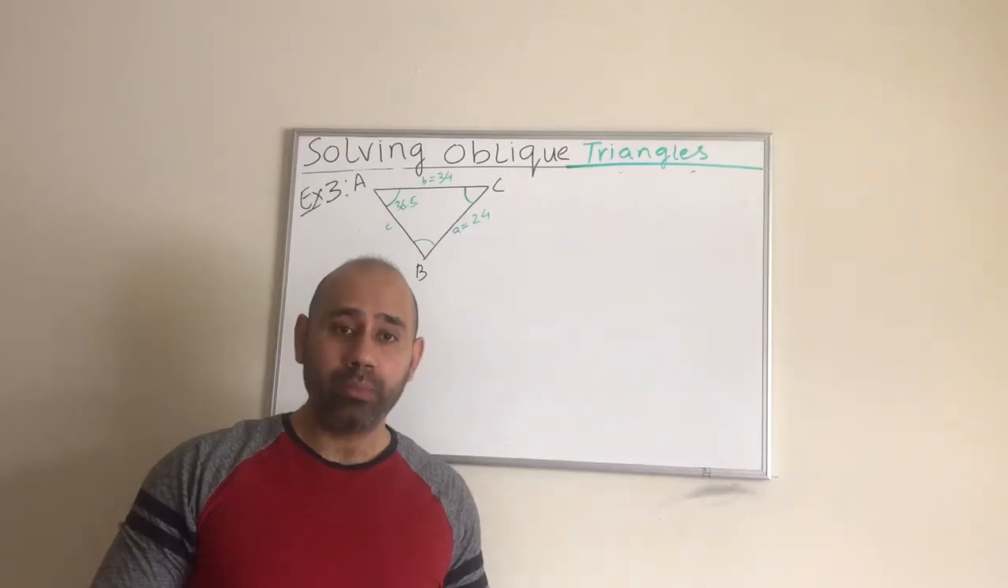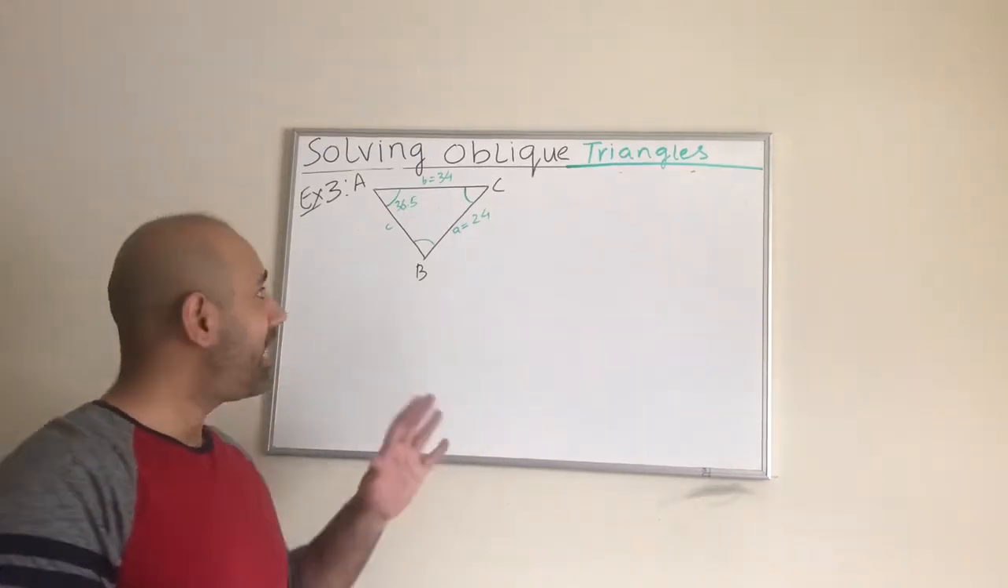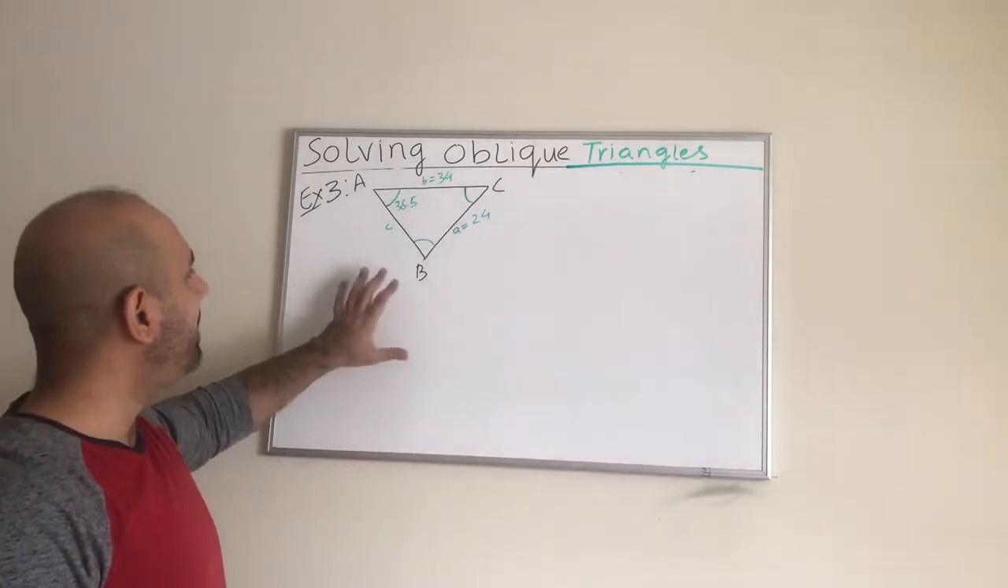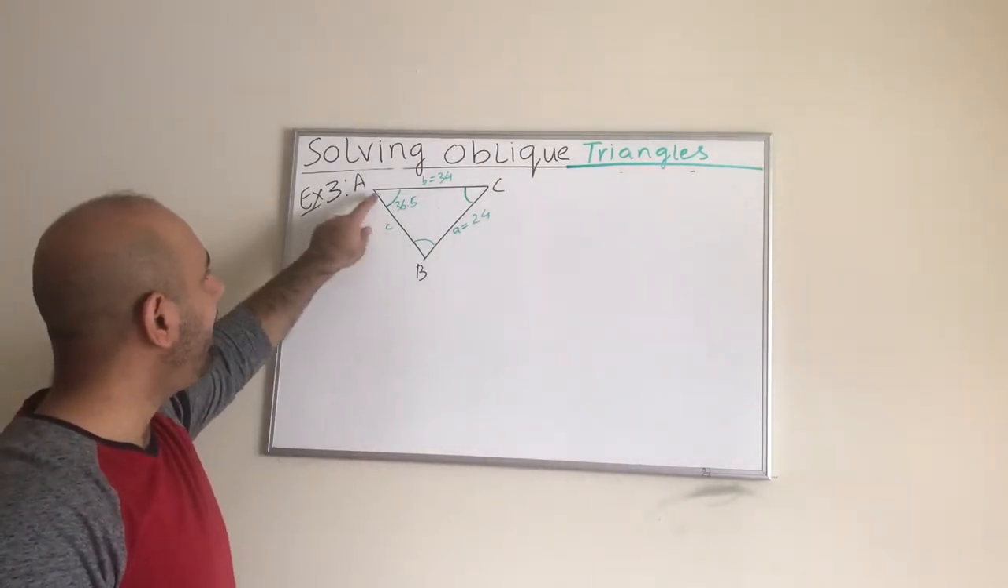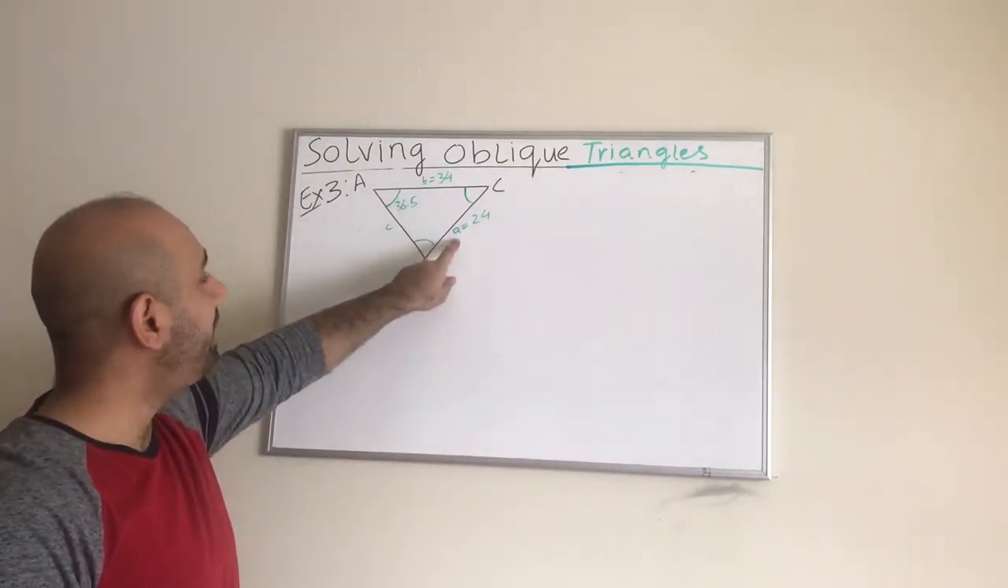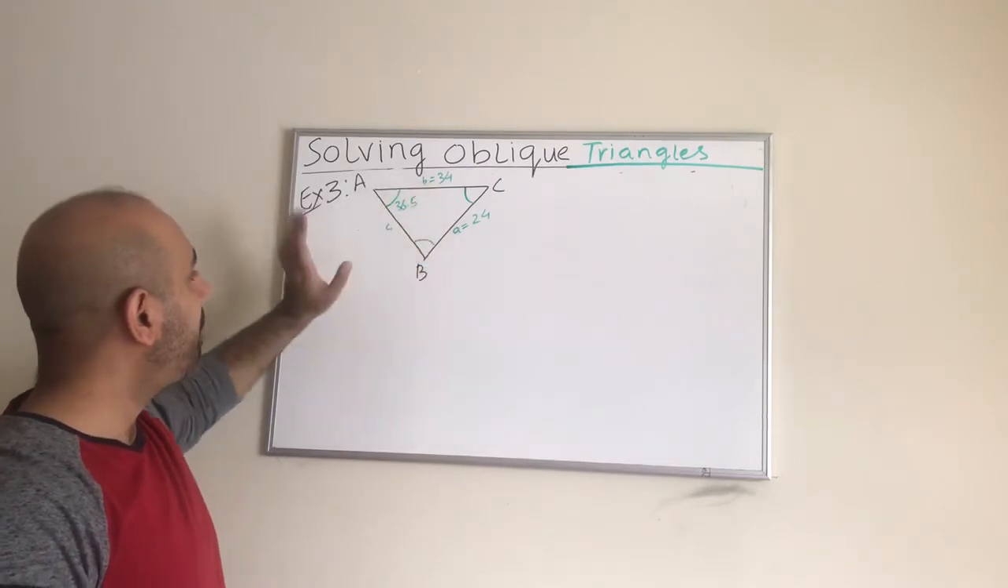Example on solving oblique triangles. In this case, the triangle is already provided to us. We have a triangle ABC. We have the measure of angle A. Then we have the length of side A, and we have the length of side B. But what is missing is three things.